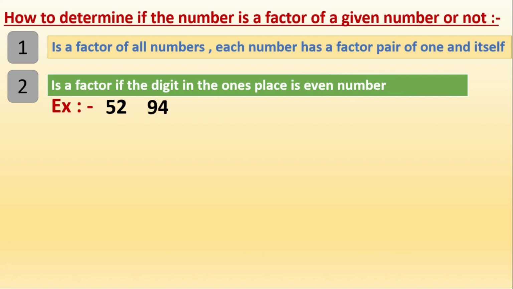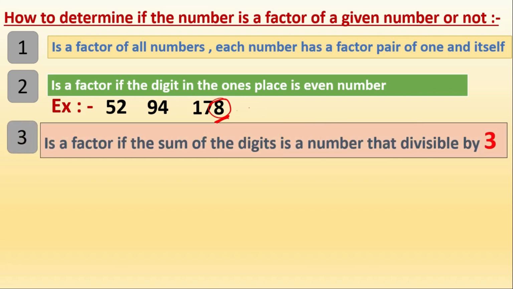Another example, 94. One's digit is 4. 4 is an even number, so 2 is a factor of 94. Okay. Another example, 178. One's digit 8 is an even number. As long as there is an even number in the ones place, 2 is a factor of this number.